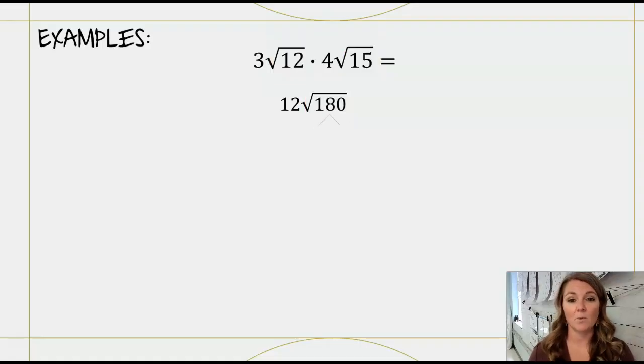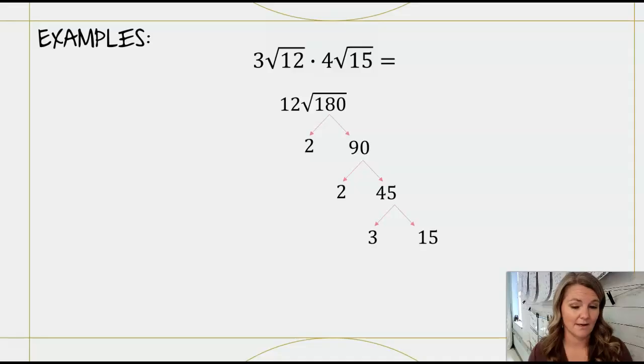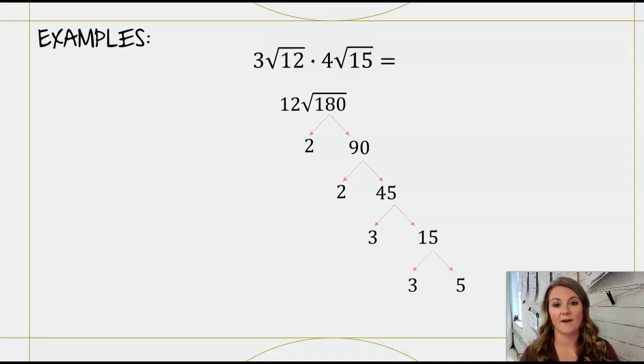So now I'm going to tree out 180. That's 2 and 90. 90 is divisible by 2, so that is 2 and 45. 45 is not even, so we can go 3 and 15. You could go 5 and 9. Either way, you'll get the same thing. 15 is 3 and 5. So now I have all of my primes.